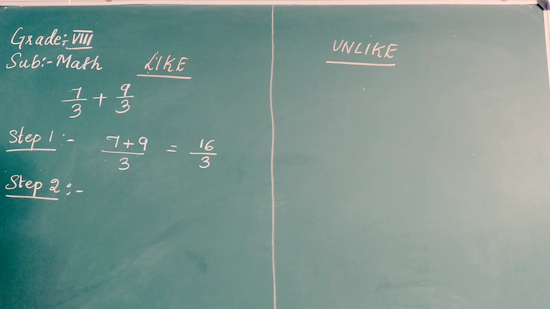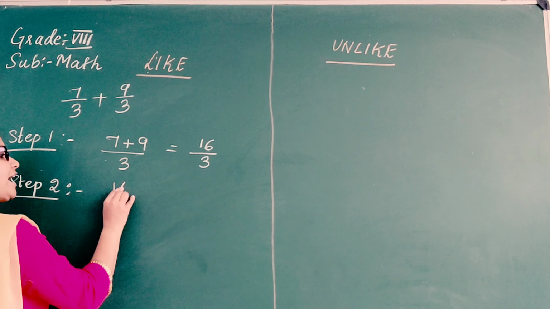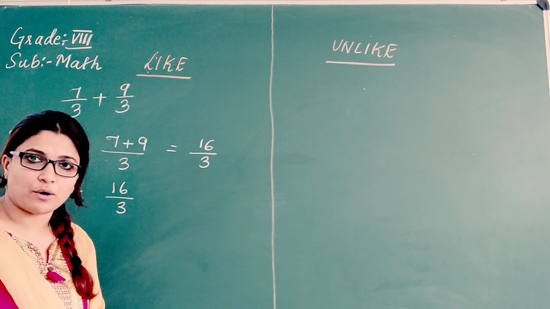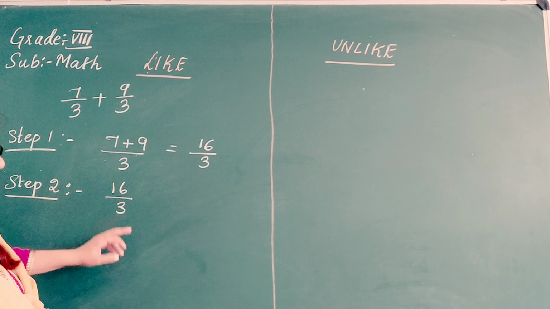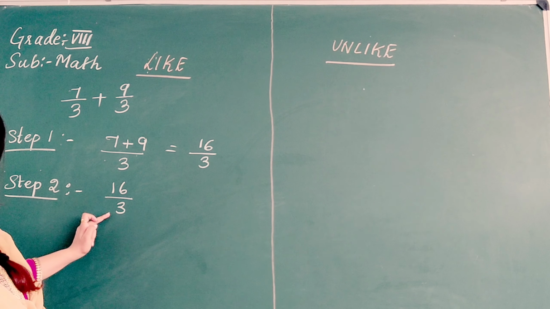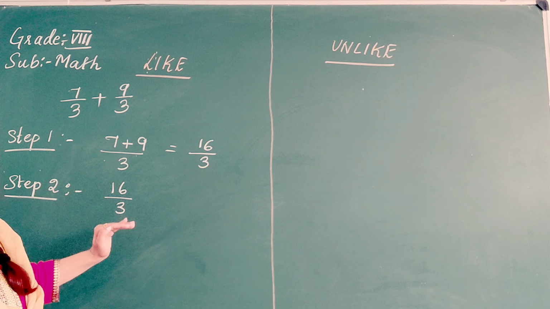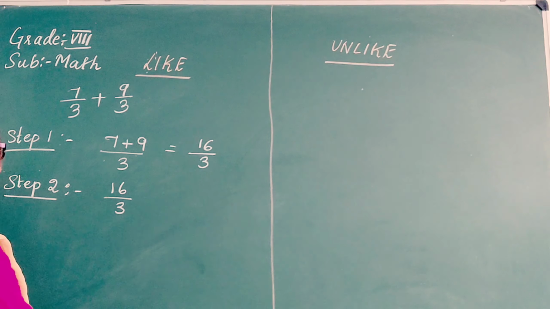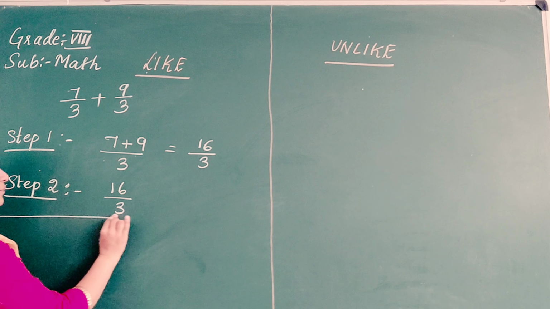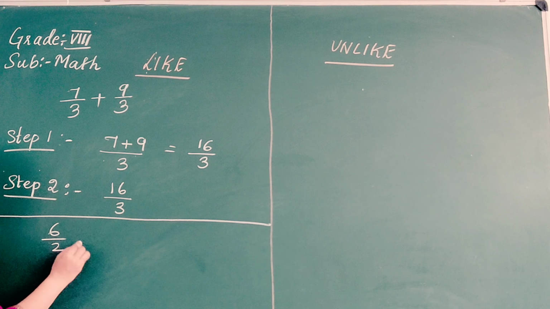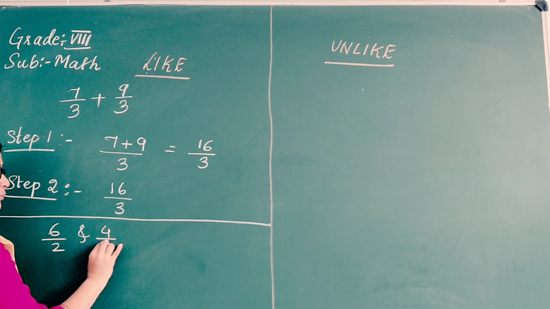Step number 2: 16 by 3, I have to simplify this to its least form. So 16 by 3, does 16 go in the 3 table? No, it doesn't go in the 3 table. So my answer is 16 by 3 only. But what if I had one more example of 6 by 2 and 4 by 2?